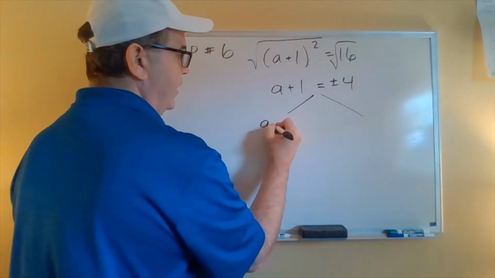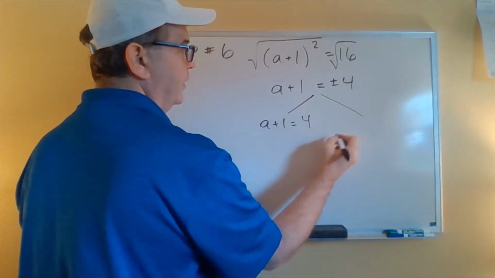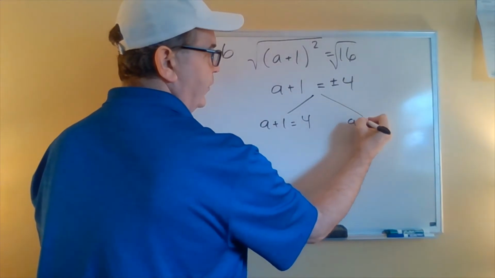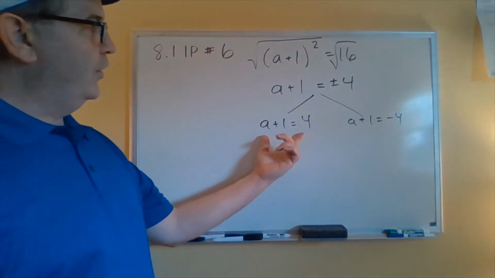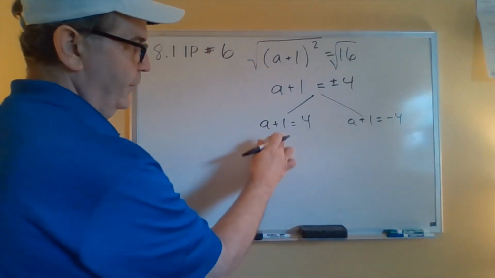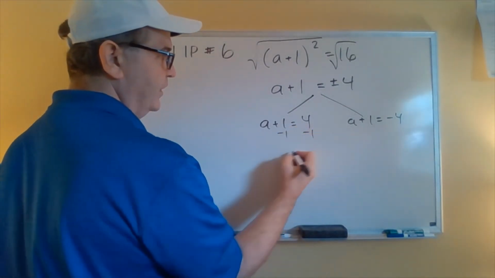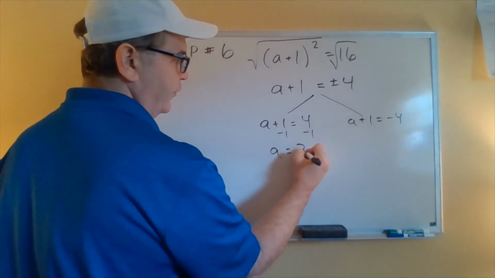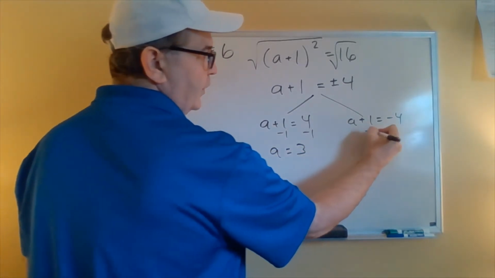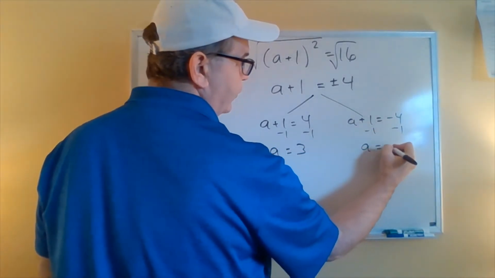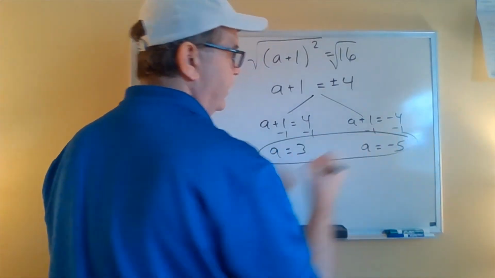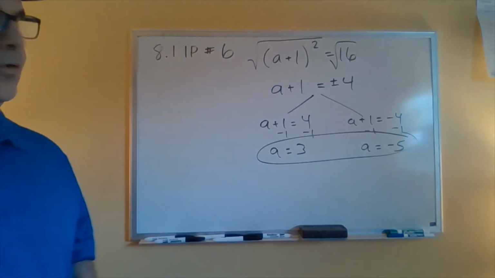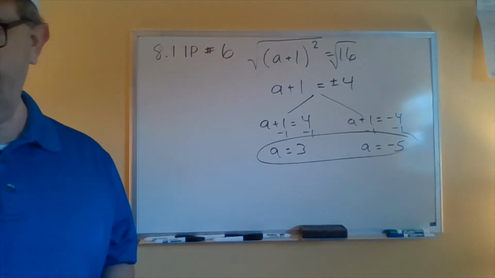So I'm going to have a plus 1 equals 4. And on this second equation, I'm going to have a plus 1 equals negative 4. Now I'm going to solve each one of these equations for a. So on this one, I'm going to subtract 1 from each side. I'll get a equals 3. And over here, when I subtract 1 from each side, I'll get a equals negative 5. So my answer is a equals 3 or a equals negative 5.